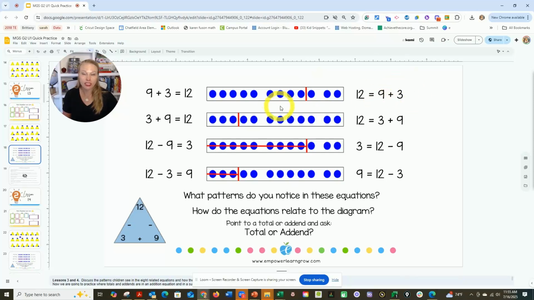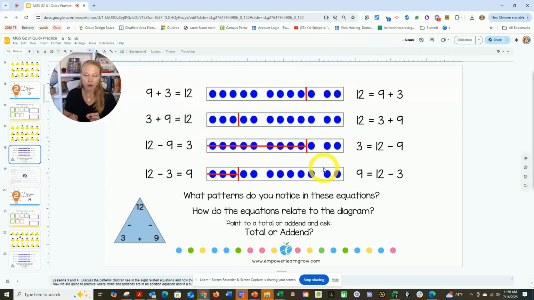When it's addition, it's partners 9 and 3 or 3 and 9. I can see both. I can see this equation and this equation with this line. Same thing down here. I can see that there's 12. In this case, we broke up the partners 9 and 3, but we're taking away 9. So I can see now the partners.